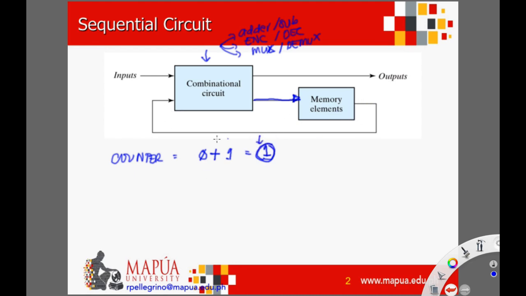So there's a feedback going to that combinational circuit. So this one plus 1, and that becomes 2. So this 2 again is a feedback here, which is added to the value 1 and gives you number 3. So basically, it makes use of a feedback or a memory element, which is an input to the combinational circuit.